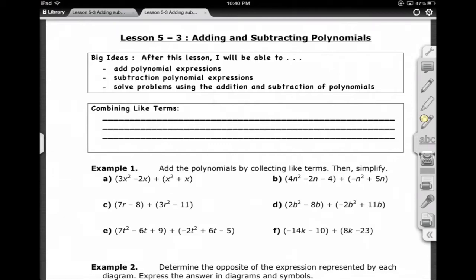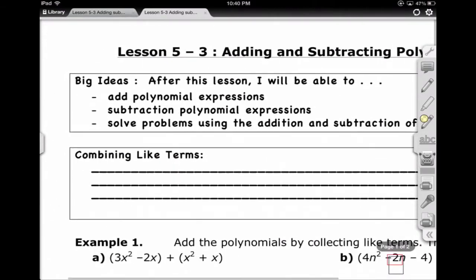Folks, lesson 5.3, adding and subtracting polynomials. This is all about combining what we call like terms. So it's important to be able to add them, subtract terms, and solve a few problems that we throw your way.